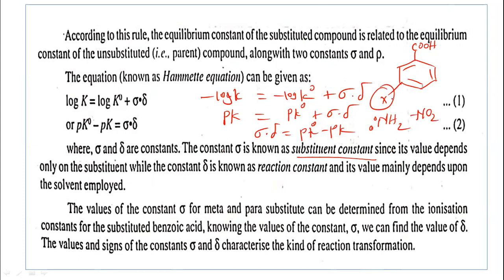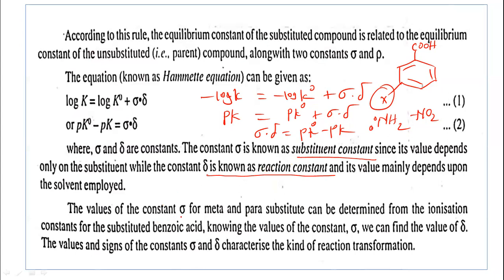Its value depends upon the substituent, while the constant delta is known as the reaction constant. This constant delta, known as a reaction constant, mainly depends upon the solvent employed, what type of solvent we have taken during the measurement of the pH. According to that, this delta value is calculated. So this is a reaction constant.